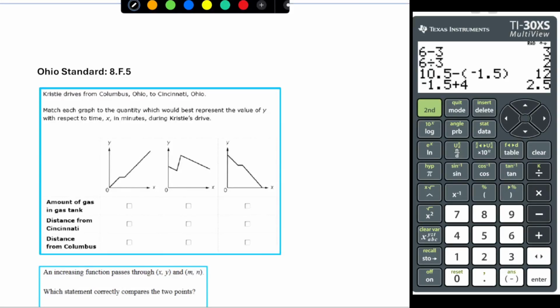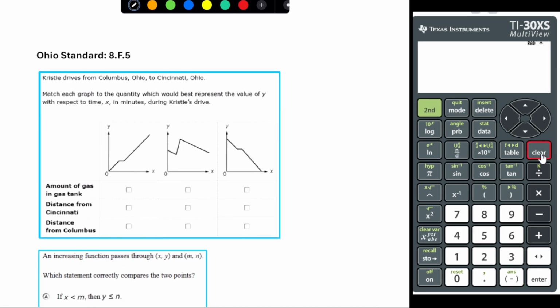All right, we're back again for another Ohio State test standard review. Today we're talking about standard 8.F.5, which is more about interpreting graphs and functions and all that fun stuff. Let me clear out my calculator and we'll hop right in.